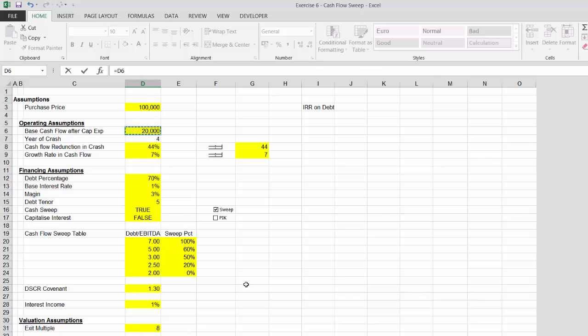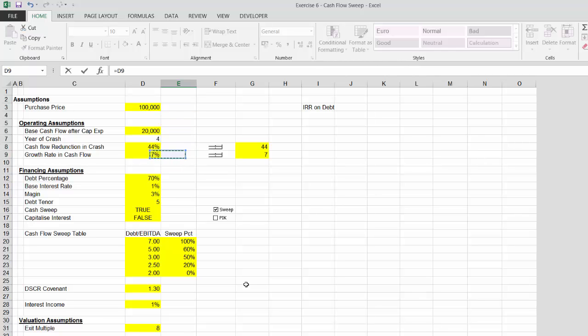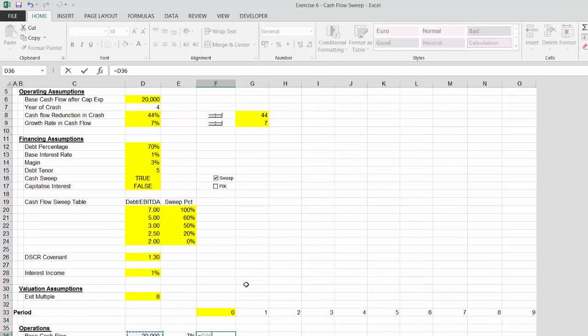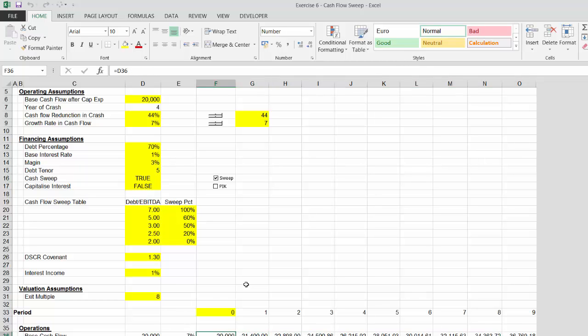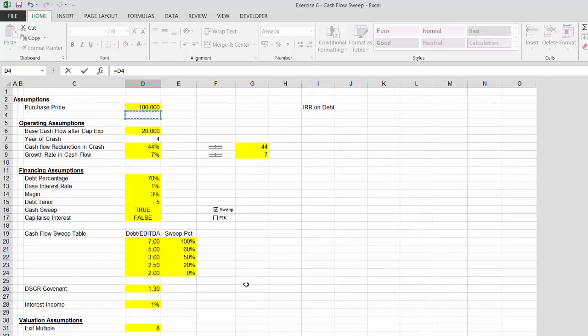Okay, so our base cash flow was the 20,000, and our growth rate was the 7%. So why don't we start with our 20,000 and then multiply that by 1 plus the growth rate. Okay. And Shift Control 1, and we have the growth rate, and then post crash. Now I don't assume a recovery year.